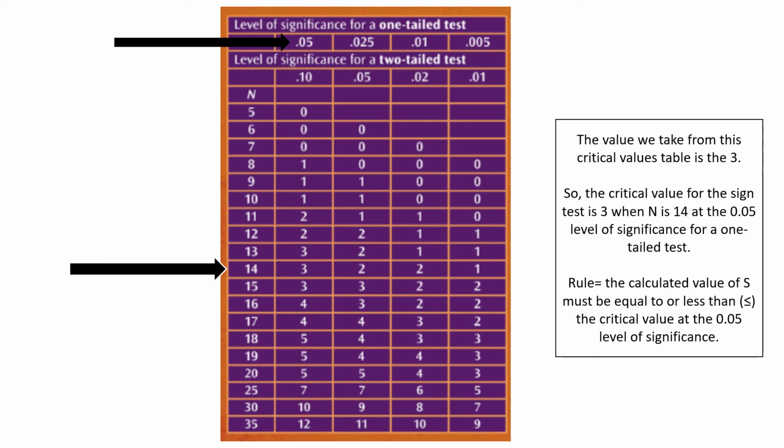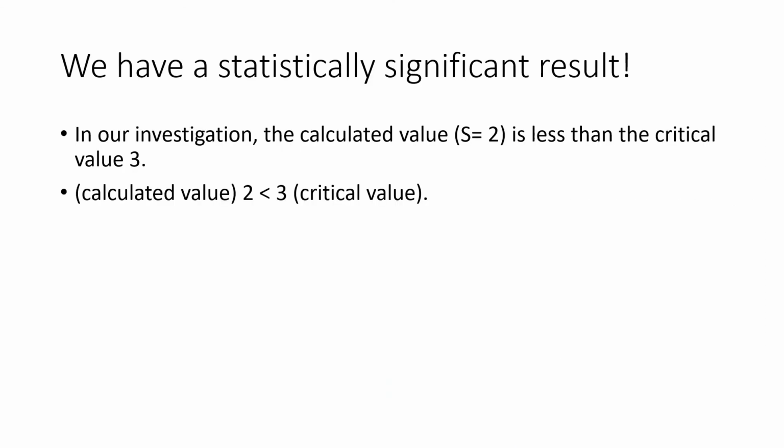Now we have a rule with the sign test whereby the calculated value of S must be equal to or less than the critical value at the 0.05 level of significance. So if we have a look at this, we do have a statistically significant result because in our investigation, our calculated value of 2 is less than the critical value of 3. So the rule that we just looked at is met here. Our S value, 2, is less than 3, which is the critical value.